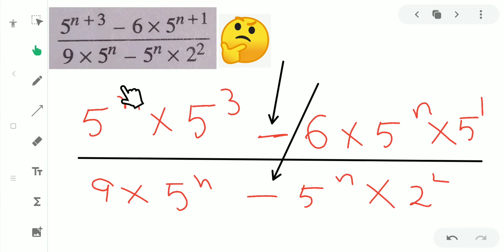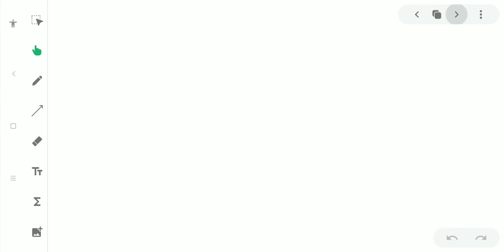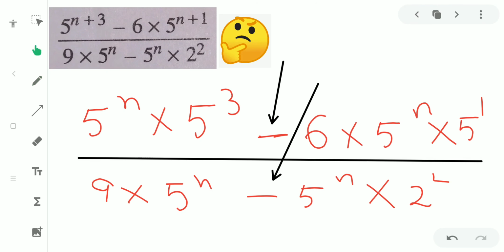Now here we can take 5 power n common and 5 power 1 also common from the numerator. Here we can take only 5 power n. Here if we take 5 power n and 5 power 1 also common, that will be difficult to cancel the 5 power n and 5 power n terms. So let us take only 5 power n common. On taking 5 power n common, you will have 5 cube remaining.